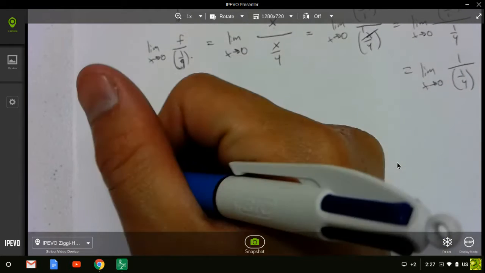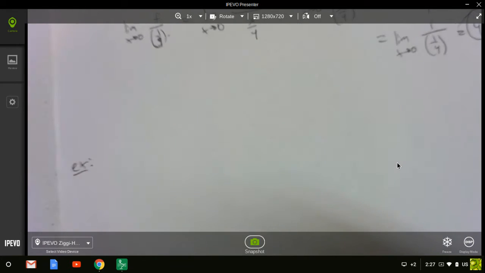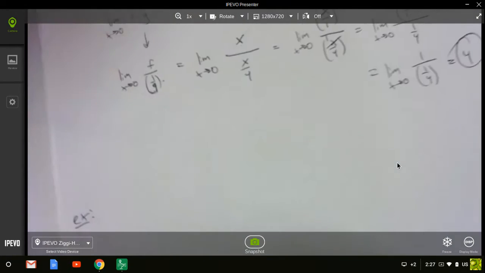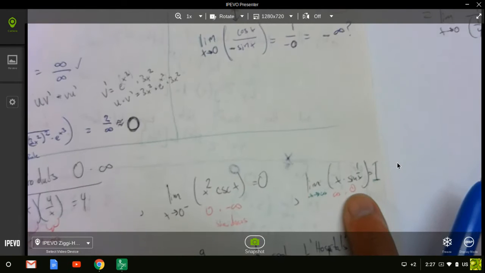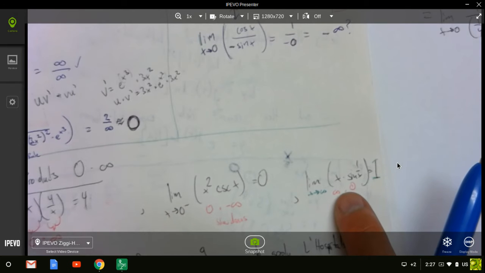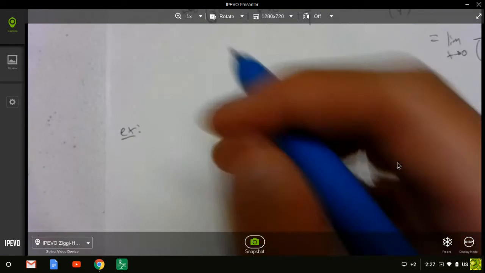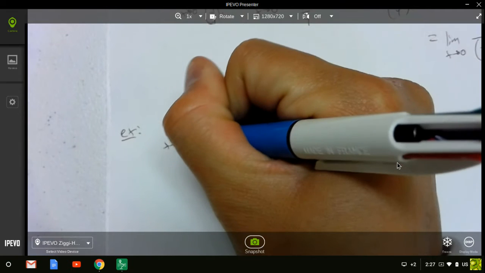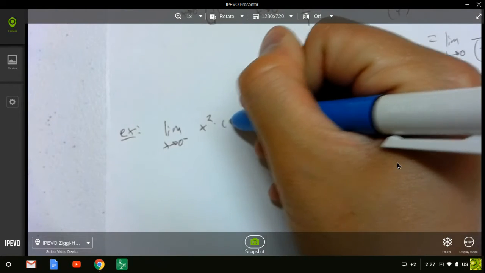Okay, so I'm going to give you one more example, and then let's not do more in-class problems, but you may do this at home. I'll give you the last one as a little thing that you can do on your own to figure out, and then I'll show you the solution at the very end. But let's go over this one here, where x approaches 0 from the negative side of x squared times cosecant x.